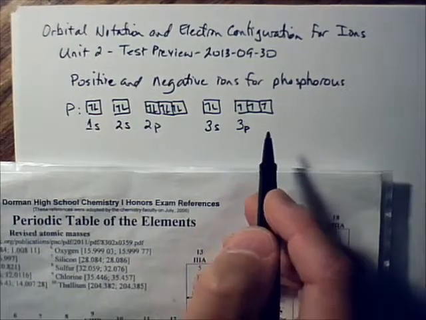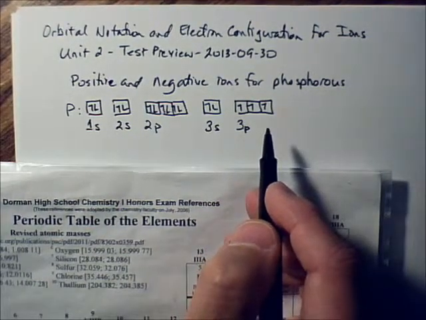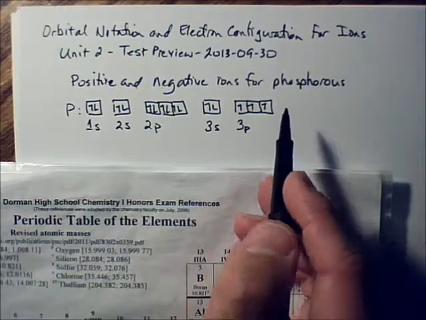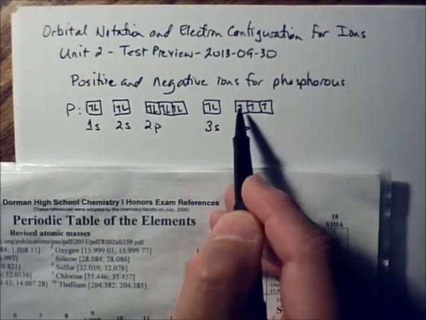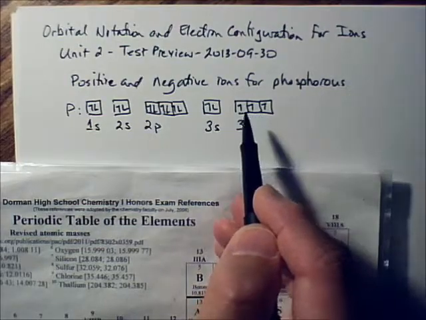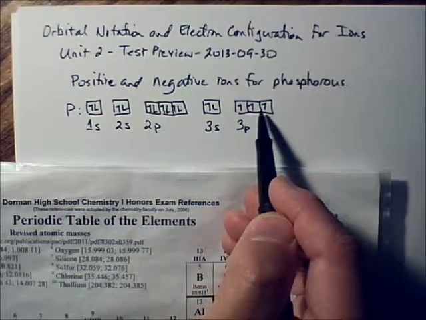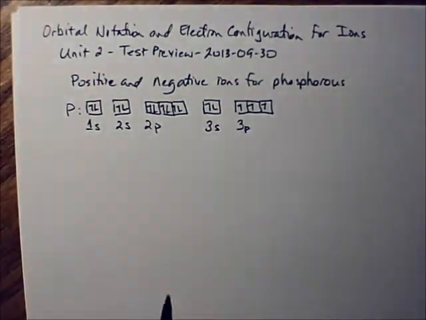Remember, 1 in each box, and then pair it up if you need to. We don't need to pair anything up this time. So you don't have a pair of electrons in the first box and 1 in the second to get to 3. It's 1 in each box. Okay? So that's the orbital notation for phosphorus.